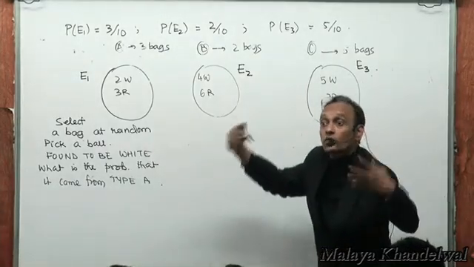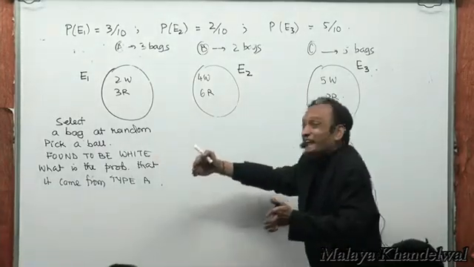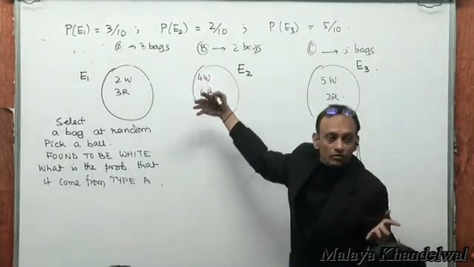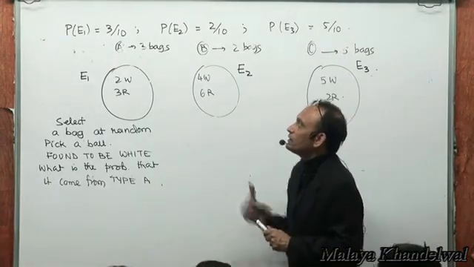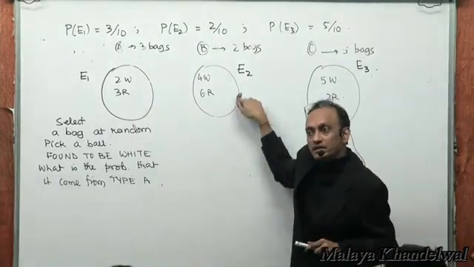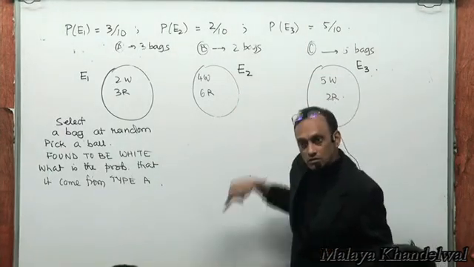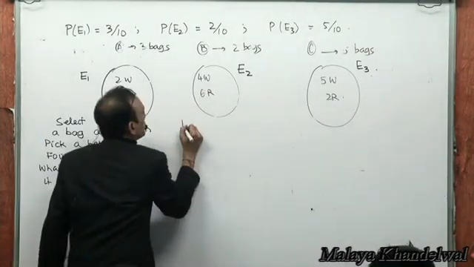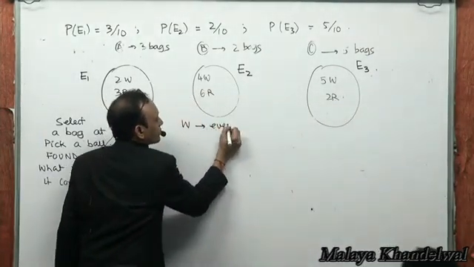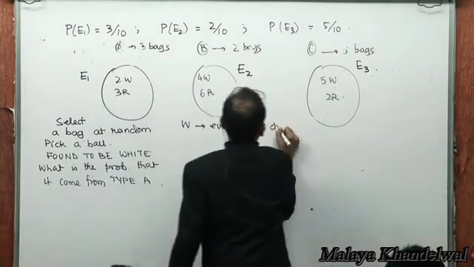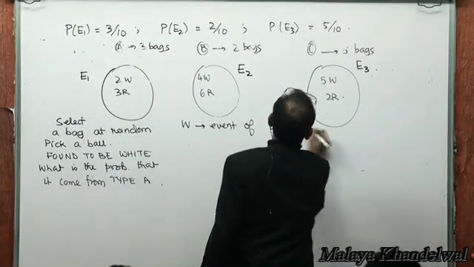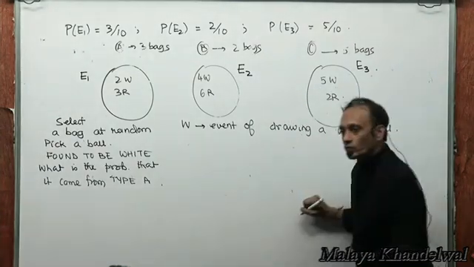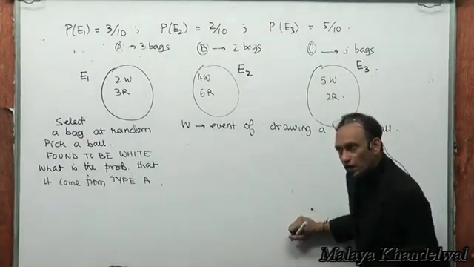E1, E2, E3 are the causes of what? Of an event A, of picking up a white ball. I want to find the probability that this is the cause. Right? Now, W is the event of drawing a white ball.